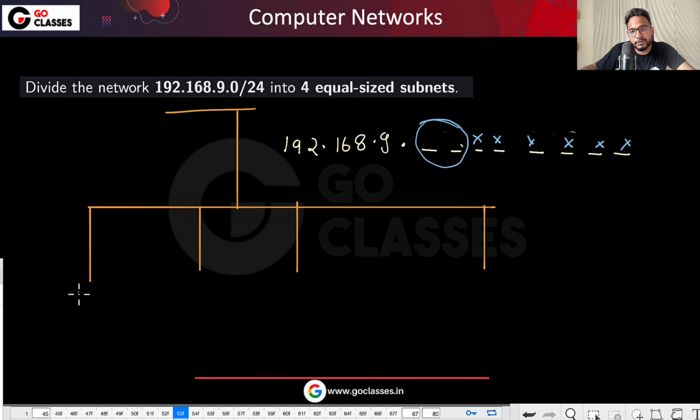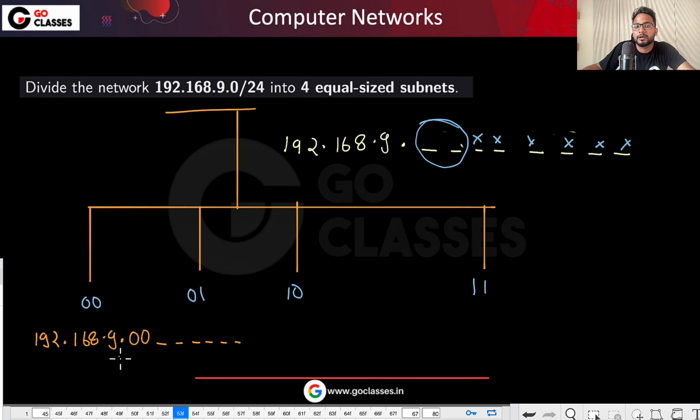So if these 2 bits are 0 0, these 2 bits can be 0 1, these 2 bits can be 1 0, and these 2 bits can be 1 1. These 2 bits can change with the 4 possible combinations, right? So if I keep them 0 0, then the whole network will be 192.168.9.00, and then these 6 bits could be anything, 1 2 3 4 5 6. Getting my point? This 0 0 is fixed.